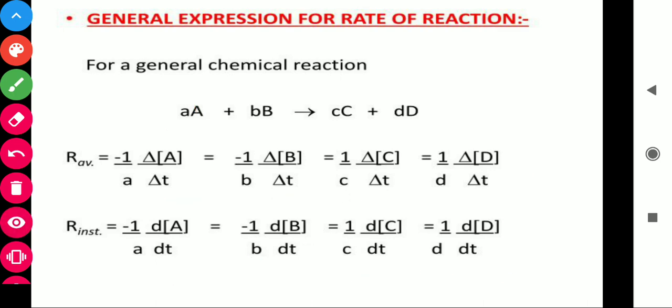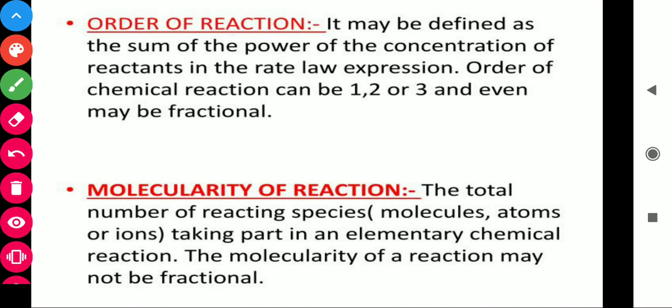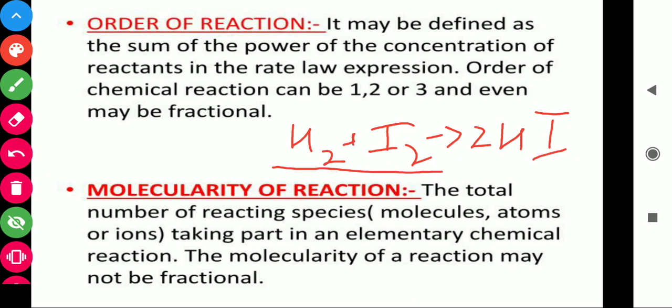Next is order of reaction and molecularity difference. Order of reaction we cannot determine by looking at the reaction, but molecularity we can. For example, if I take H2 plus I2 gives 2HI, I can't say anything about its order by looking at this reaction, but the molecularity here is 2 because of 2 molecules. So the number of reacting species, which may be atoms, molecules or ions, is called the molecularity of the reaction.